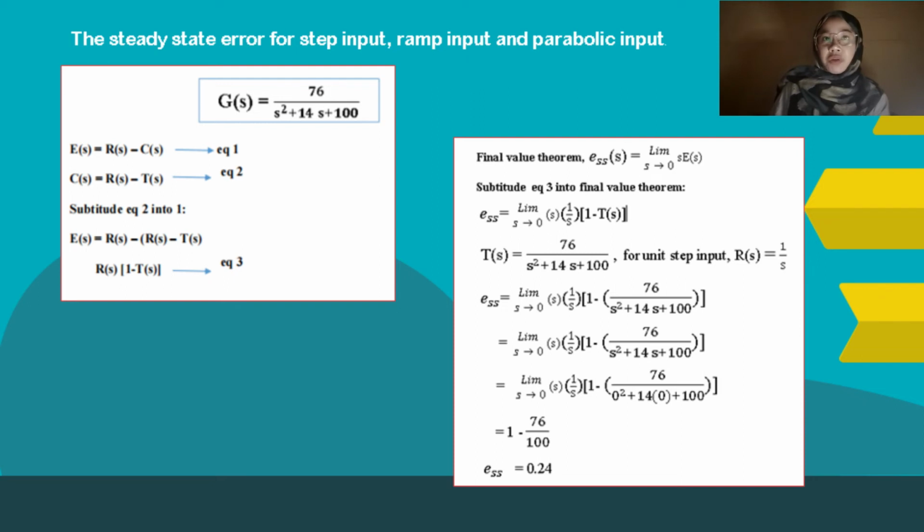The formula of the final value theorem is e_ss equal to the limit as s goes to 0 of s multiplied by E(s). And then for T(s), we use the transfer function value, which is 76 over s to the power of 2 plus 14s plus 100. For unit step input, R(s) equal to 1 over s. Then e_ss we get 0.24.